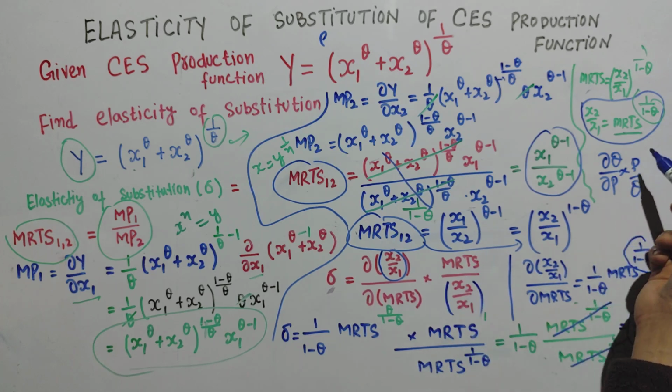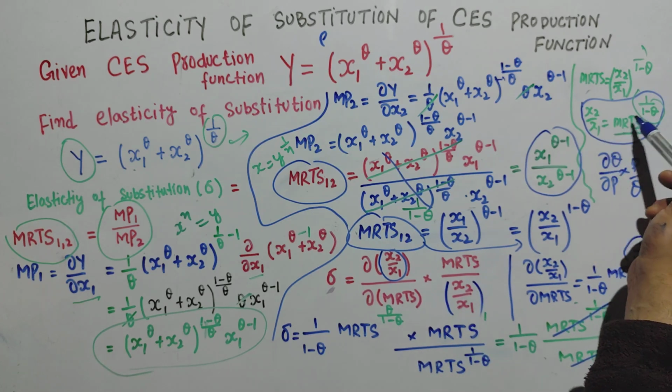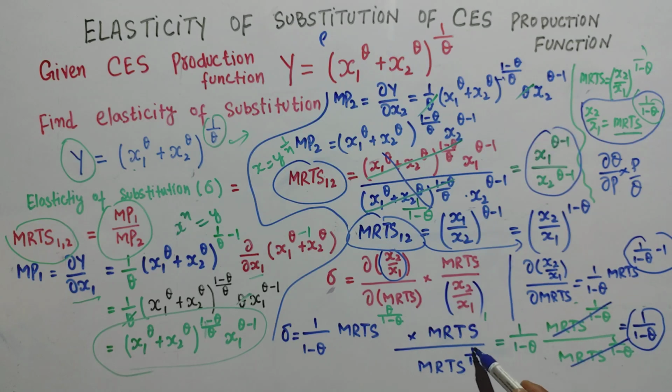x2 upon x1, as we know, is equal to MRTS raised to the power 1 divided by 1 minus theta. The bases are the same, so we can add up the exponents here. When we add these two things, we get 1 divided by 1 minus theta of MRTS divided by MRTS raised to the power 1 divided by 1 minus theta. These two terms get cancelled. We are left with 1 divided by 1 minus theta as the elasticity of substitution.